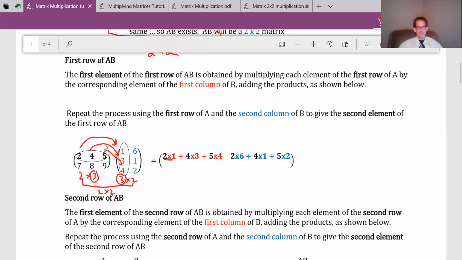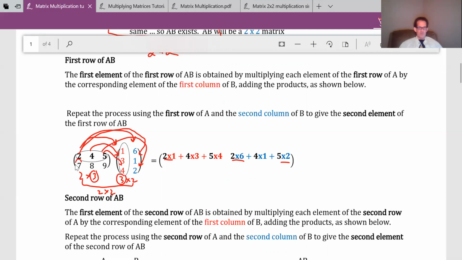And then the next thing you do is the same thing for the next column. So row by column, I'm still on the first row. Now I go to the next column and I have 2 times 6. And then I go down to 4 times 1. Then I go all the way down to 5 times 2, and you see that right here, 5 times 2. I'm going to do the same thing for the next row, okay?